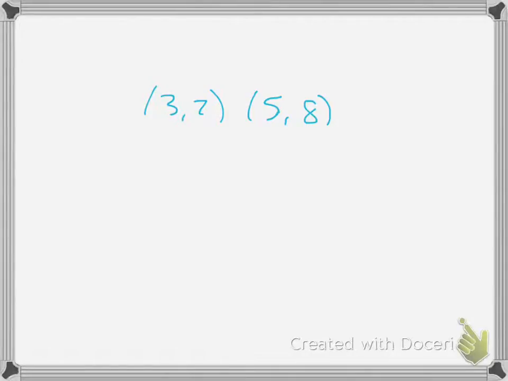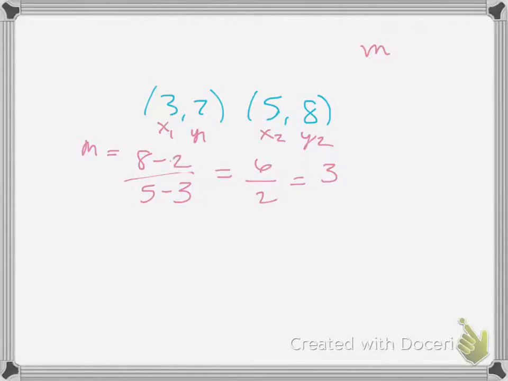Okay, so I have 2 points and I want to get to the slope-intercept equation, so there are 2 different ways to do it. The first way, first of all, you have to find slope. So x1, y1, x2, y2. You always got to find slope first. So I got 8 minus 2 over 5 minus 3. 8 minus 2 is 6. 5 minus 3 is 2. 6 divided by 2 is 3. So my slope is 3.